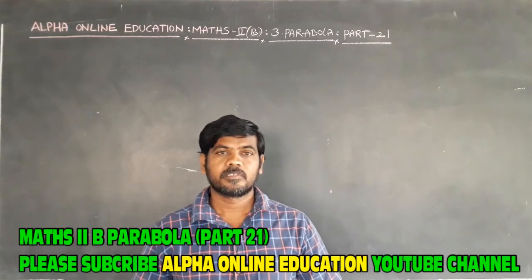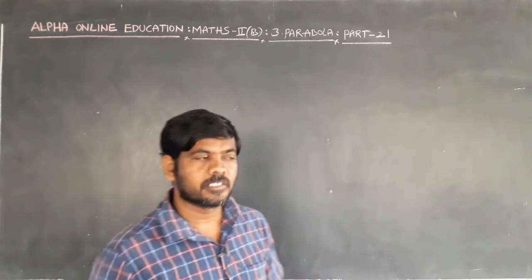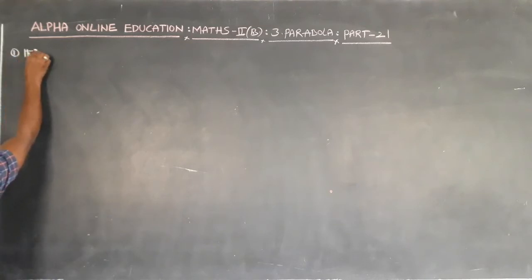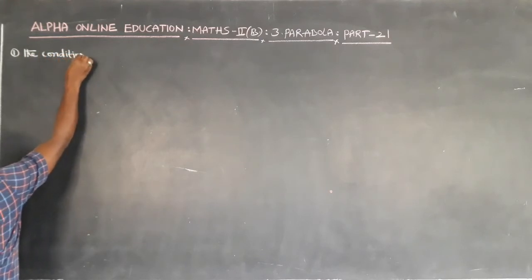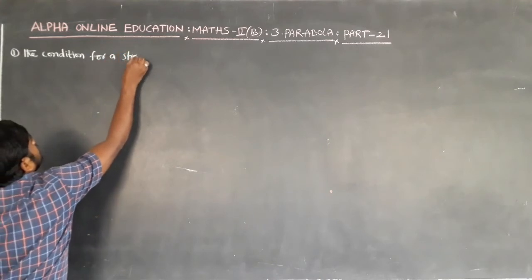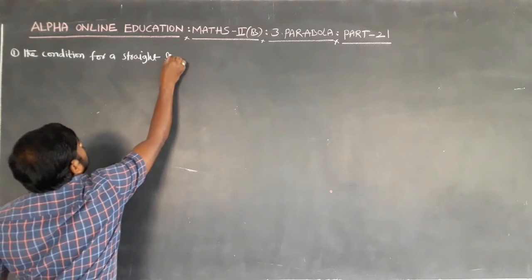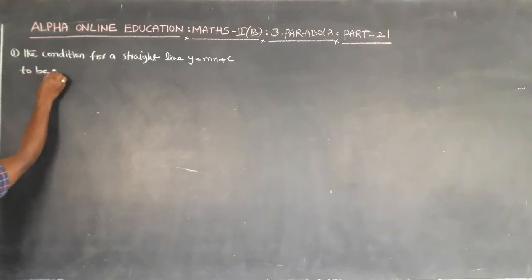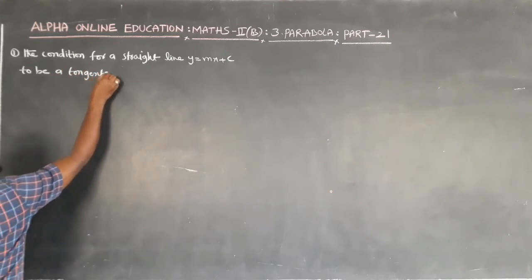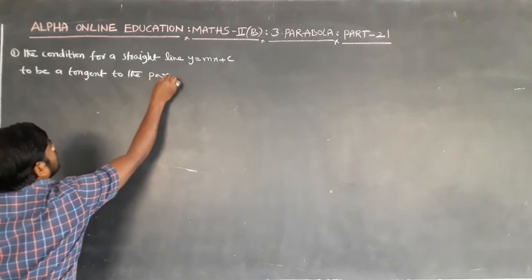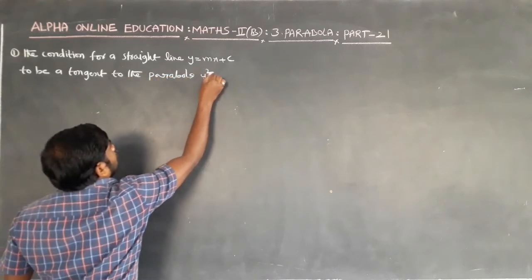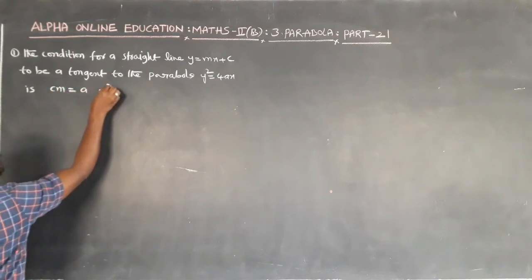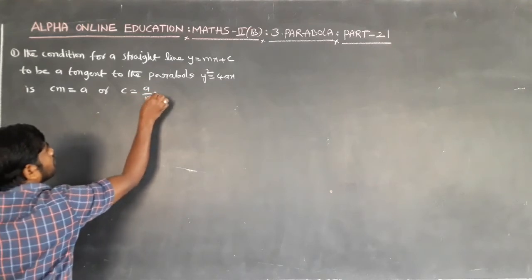Today we discuss some formulas. First one is the condition for a straight line y = mx + c to be a tangent to the parabola y² = 4ax: cm = a, or c = a/m.